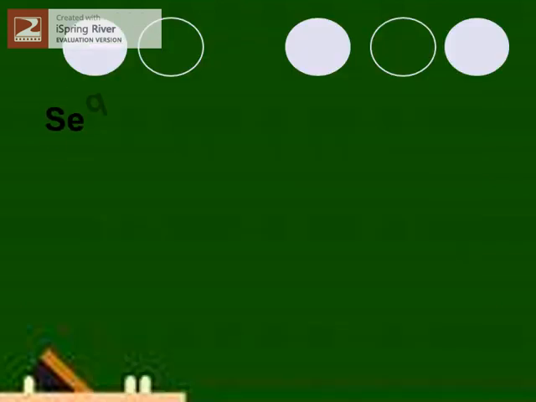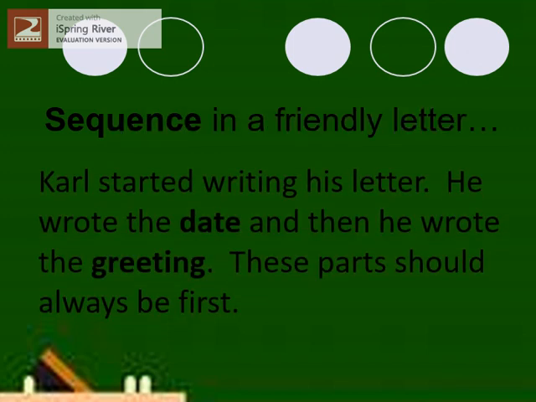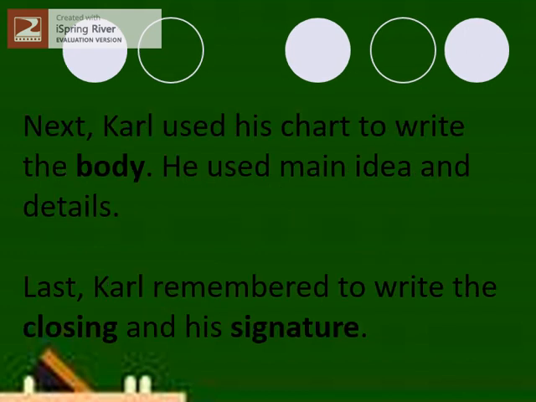Remember, children, sequence in a friendly letter. Carl started writing his letter. He wrote the date, and then he wrote the greeting. These parts should always be first. Next, Carl used his chart to write the body. He used main idea and details. Last, Carl remembered to write the closing and his signature.